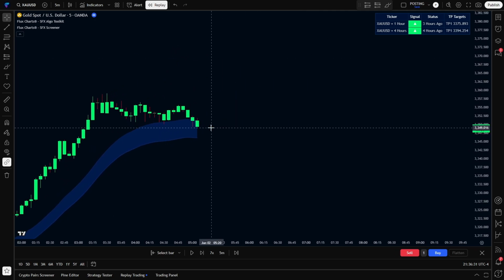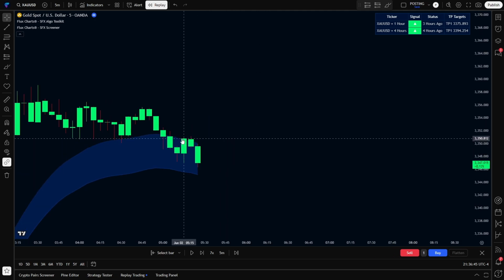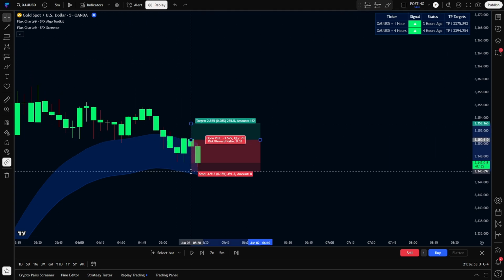So what we're waiting for now is basically price to come back above this ribbon and then retrace back into the ribbon so we can take our long entry. So let's see that happening. All right, as you can see, this candle closes above the ribbon and then this candle pulls back into the ribbon. So this is where we would take our long entry. We're going to set our stop loss at the low of the ribbon.